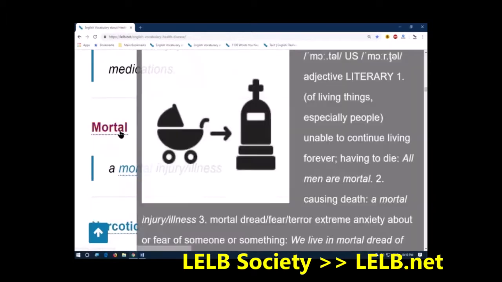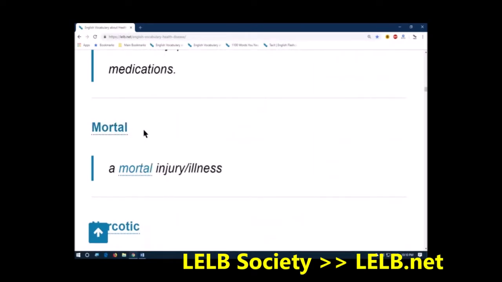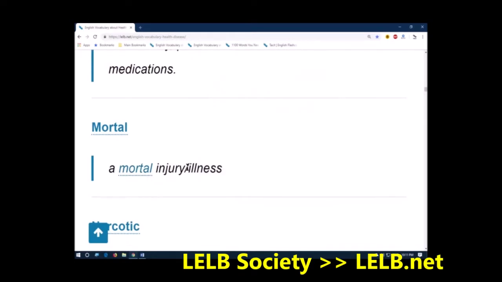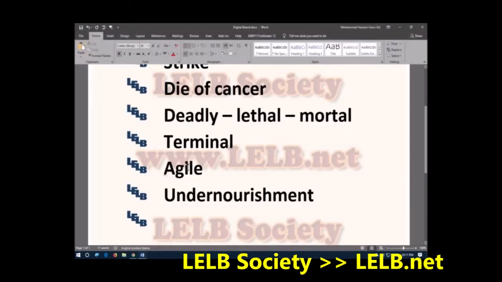Mortal. Mortal has several meanings. One of them means actually dying. So we say humans are mortal. It means that we die sooner or later. So we are mortal creatures. And the second meaning actually is deadly or lethal, fatal, a mortal injury or illness. The opposite is immortal.